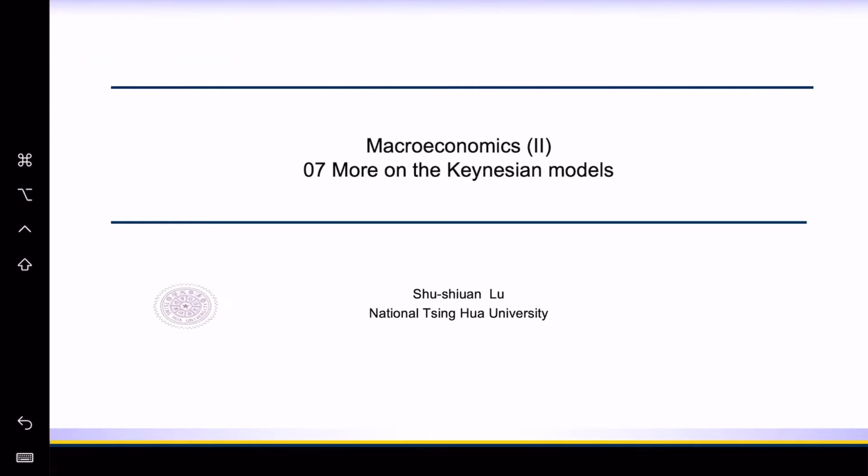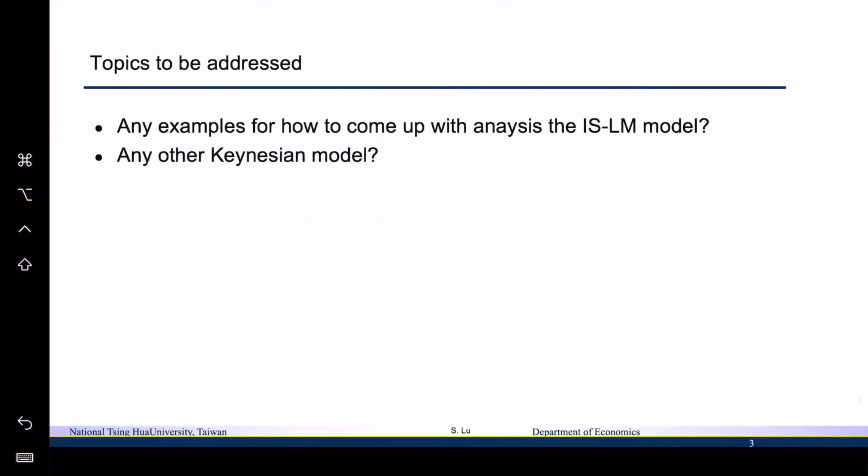In today's class, we are going to talk more on the Keynesian model. So the topics that we are going to address are as follows. We are going to ask, are there any examples for how to come up with the IS-LM analysis? And is there any other Keynesian model? And the answers are yes for both questions.